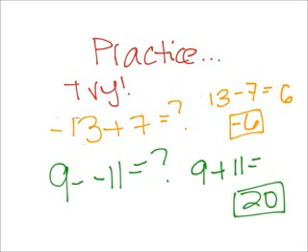For the first one, -3 plus 7, you should have gotten 4. And then for the second one, we should have done the copy, change, and then change the sign. And that would have given us 9 plus 11. So your final answer should be 20.